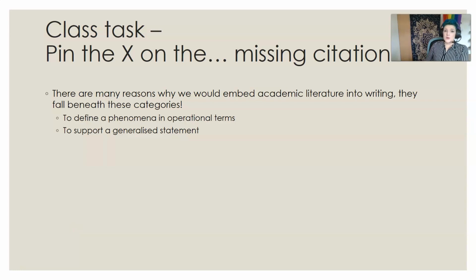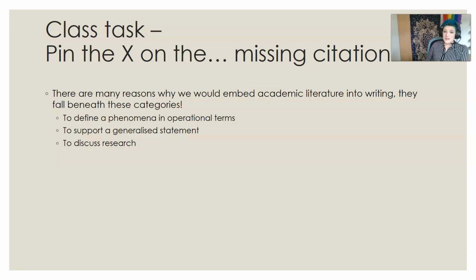You would also use academic literature to support a generalized statement. For example, when discussing schizophrenia, you might discuss the prevalence of schizophrenia in the general population. However, you would need to say where you found this information. You couldn't just say that 2% of people had schizophrenia. You would have to show where you found that information so that people reading your essay can trust that what you're saying is true. Finally, we would embed academic literature into writing when we are discussing research.